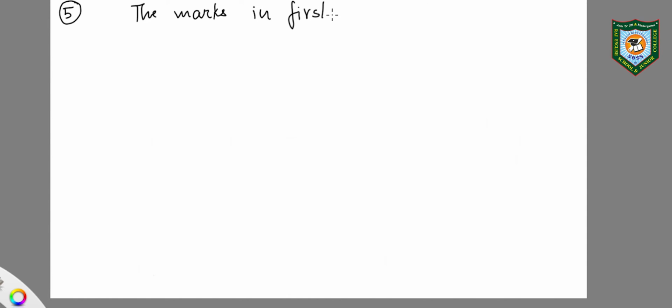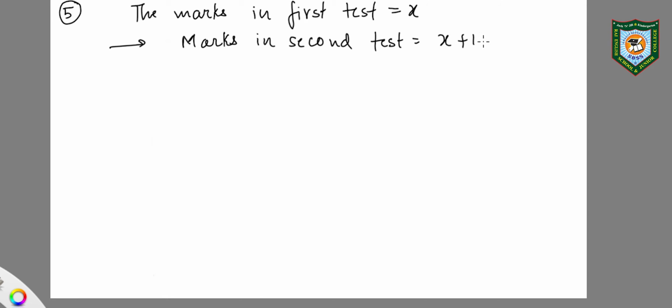Marks in first test is equal to x, which implies marks in the second test is equal to x plus 10, as the question has said that Suyash scored 10 marks more in the second test. Now moving on to our next statement, 5 times the score of the second test. Now we need to solve word problems one statement at a time and not read the whole question at once. So we're going to read one statement, we're going to write down what information we received from that statement, and then we're going to move on to the next statement.